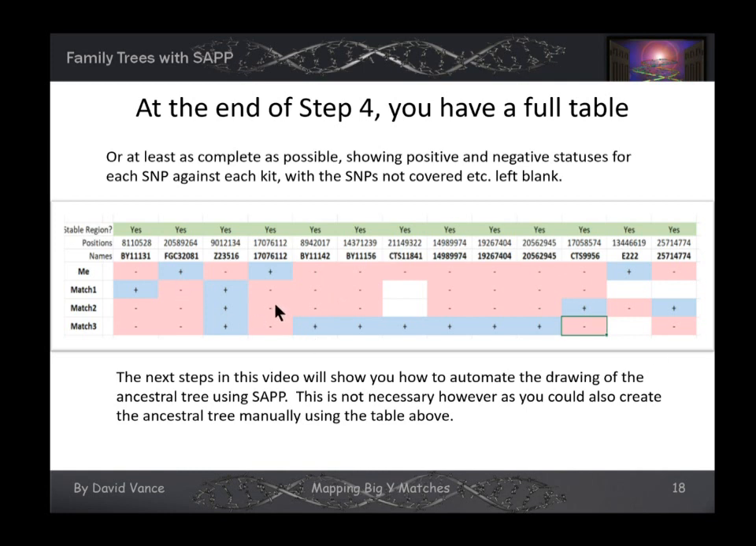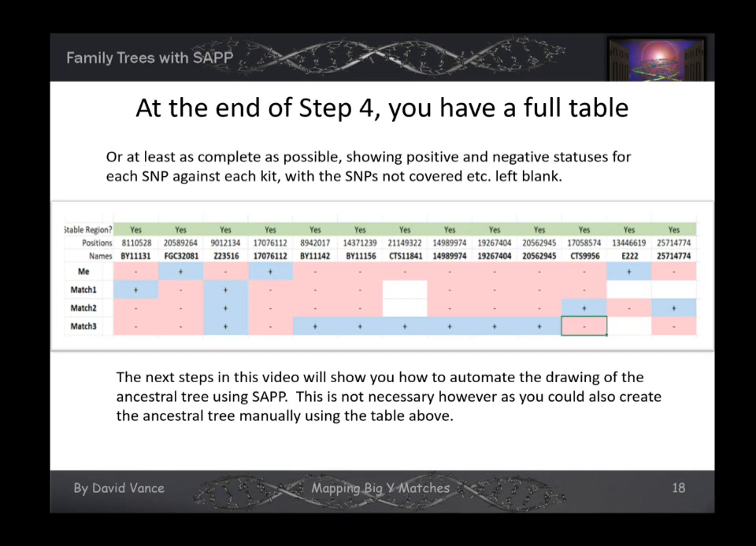If your set of matches is more complicated, or you have more matches, or for some reason this data is harder to gather and analyze, you may find it useful to use a tool. And since this is a SAPP training video, I'll show you how to produce that with SAPP. But my point is that once you have this table, you've really come to the end of the job on the relationships between the SNPs and your matches. And from there, actually building the tree is not that difficult to do.